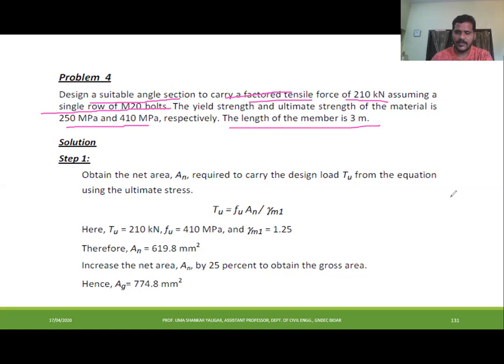Already in session number 3 and session number 4, I have shown the different steps to design any member. If you go through them once, it will be very easy. Still, I will try to explain those steps.